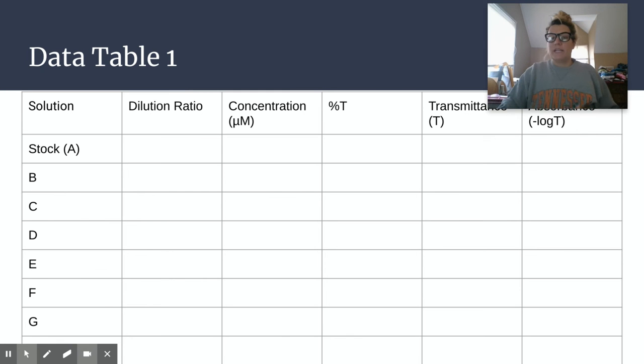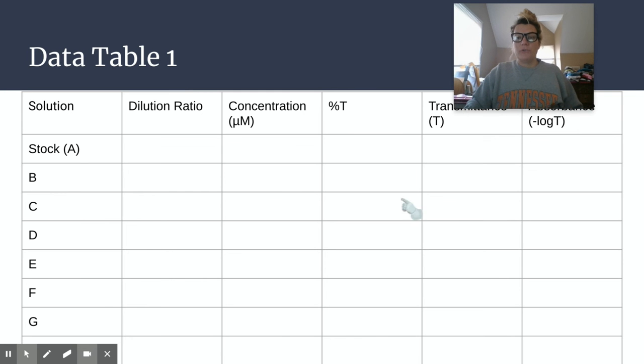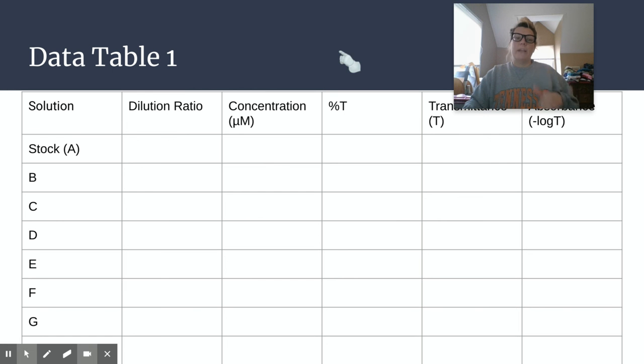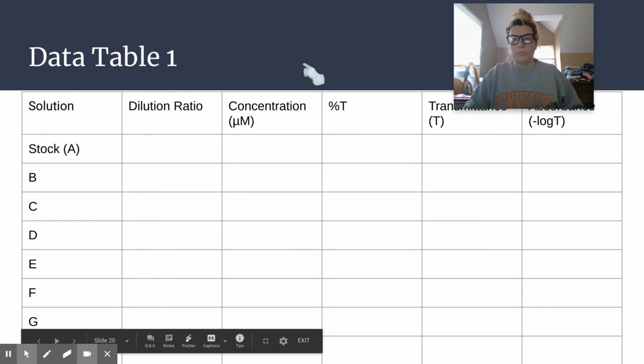And then this is your data table 1. So really the only things that you can be filling in are the dilution ratio, we'll talk about concentration, and the percent transmittance. After we actually perform the lab, I'm going to talk about how you calculate the concentration for each one, and then how you can easily find absorbance and transmission using Excel like we've done in the past. And then we'll fill this in together using Google Sheets.